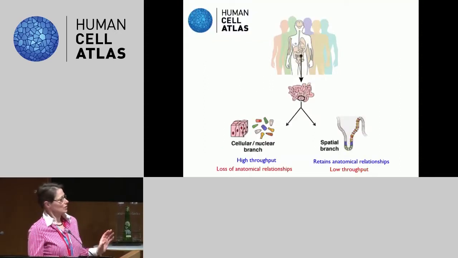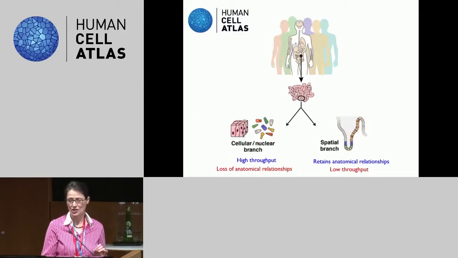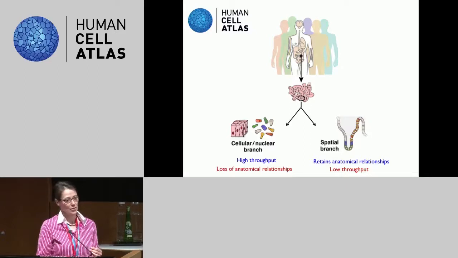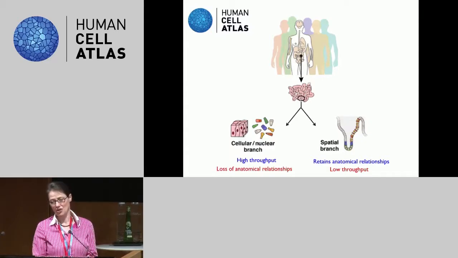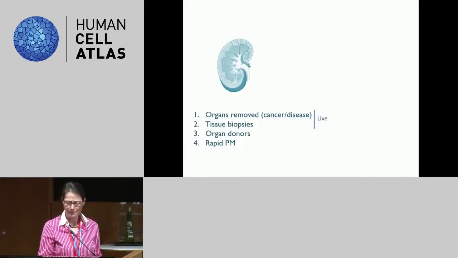As we know, there are two major branches of the HCA: a spatial branch that basically takes intact tissue in order to preserve the anatomical relationship between cells. But this is relatively low throughput, and the cellular or nuclear branch is much more high throughput, so it's likely here that more data will be generated. But to generate this data, we inevitably need to take tissues and dissociate them into single cell suspensions.